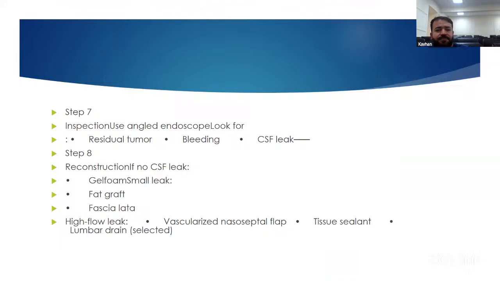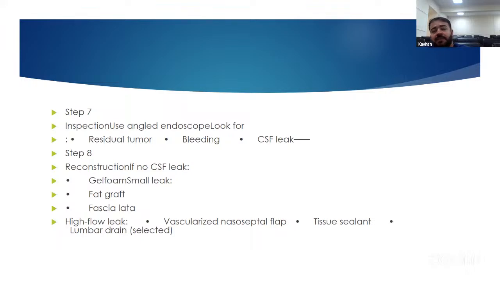Step 7 is the residual tumor. A 0 and 30 degree endoscope is used, but for 70 and 0, one of my friends, Dr. Asad Lawyer, is doing well, but it is very tough to use an angled endoscope to look inside. But we try our best to go inside and look if there is any residual. And the last step is the reconstruction phase.